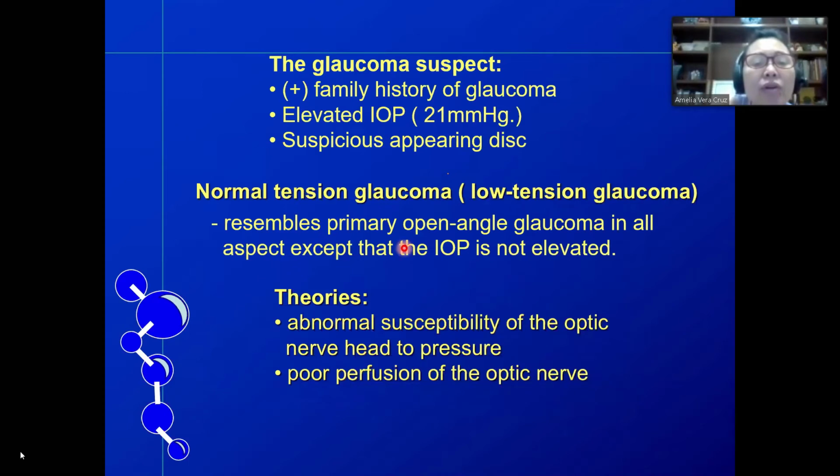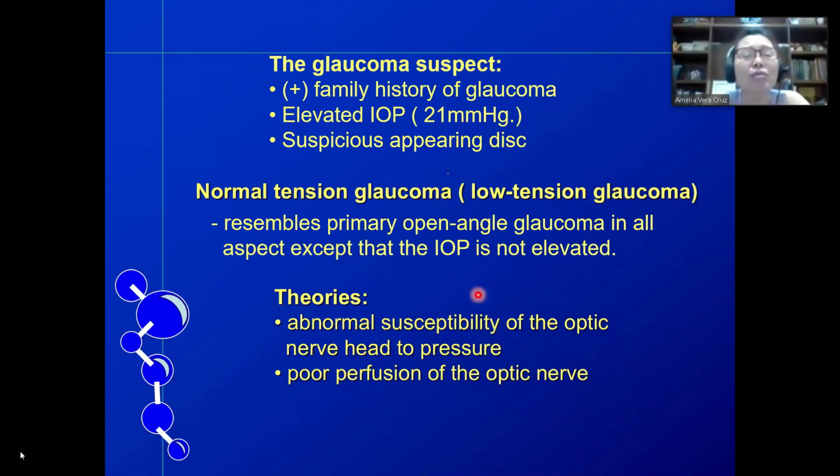Next, the normal tension glaucoma or the low tension glaucoma. This resembles a primary open angle glaucoma in all aspects except that the IOP is within the normal range. Minsan nga ang IOP nito is 13 lang, yet ang patient may glaucoma pa rin. That means even though the pressure is low, for example, just 15, that 15 is already high for the optic nerve to survive.